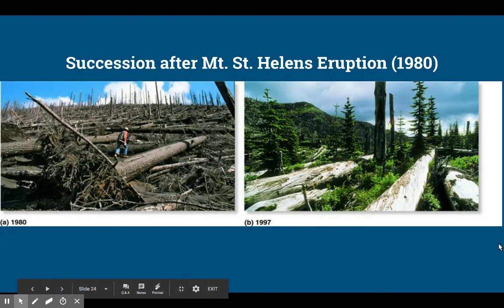Here's a great example of the Mount St. Helens succession. Seventeen years later, after the volcano wiped out an entire area of the forest, we can see in the right-hand picture it's slowly starting to come back.